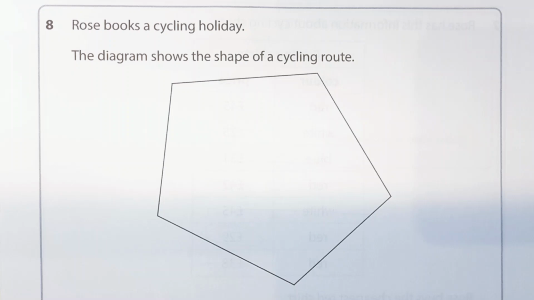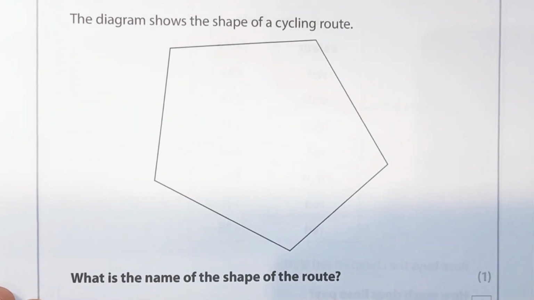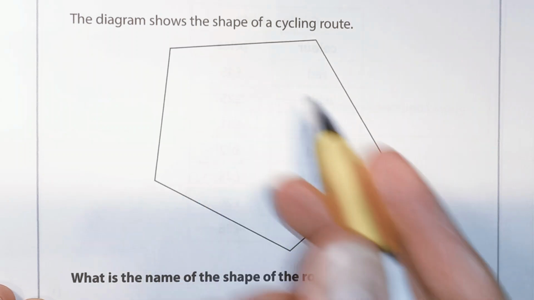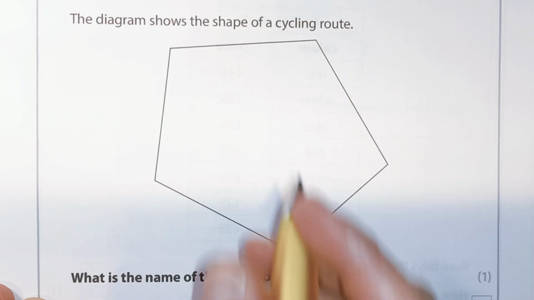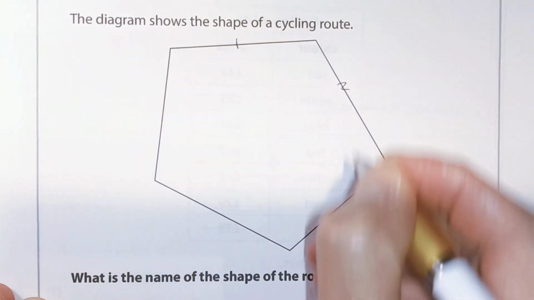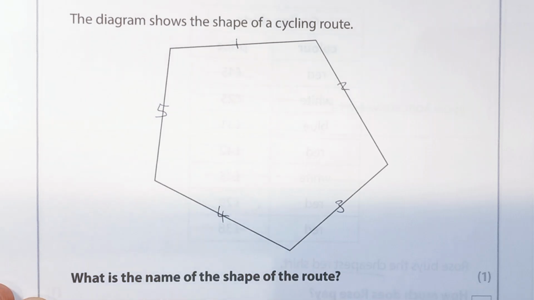Question 8. Rose books a cycling holiday. The diagram shows the shape of a cycling route. What is the name of the shape of the route? Well, the way that we know the names of our shapes is by looking at how many sides they've got. So we've got 1, 2, 3, 4, 5 sides. So that is a pentagon.